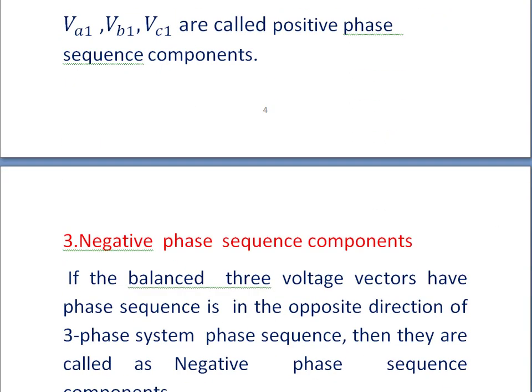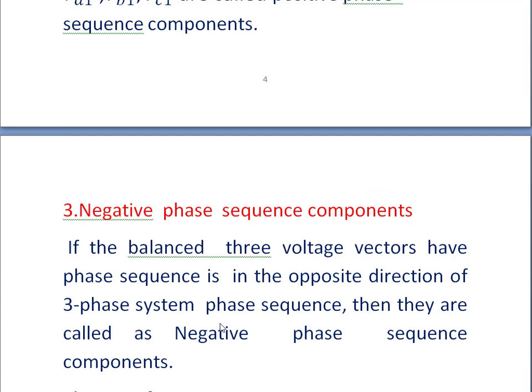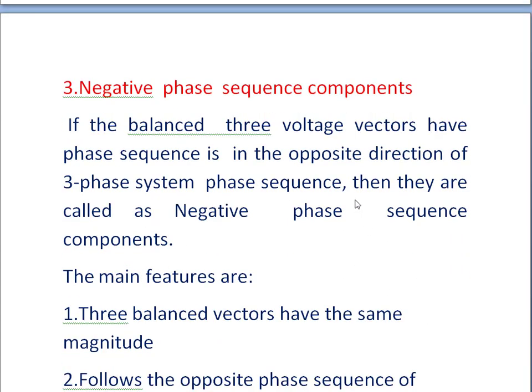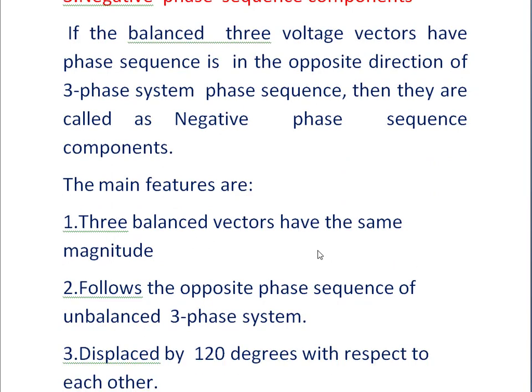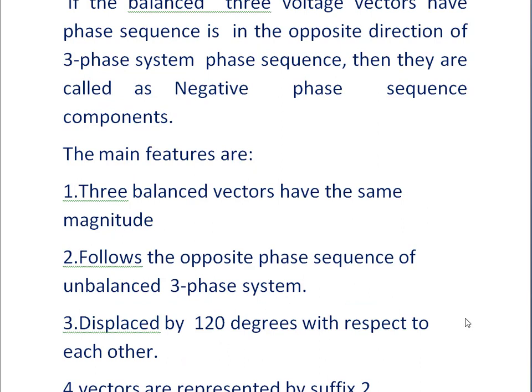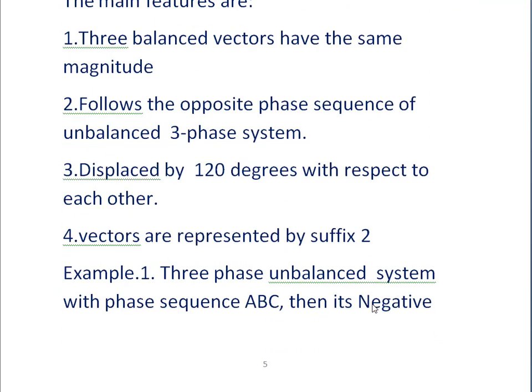Similarly, negative phase sequence components are the vectors represented in place of the unbalanced three-phase system with the following features. These vectors also have the same magnitude and are displaced 120 degrees apart, but their phase sequence is exactly opposite to the original unbalanced three-phase system. And these vectors are represented by suffix 2.